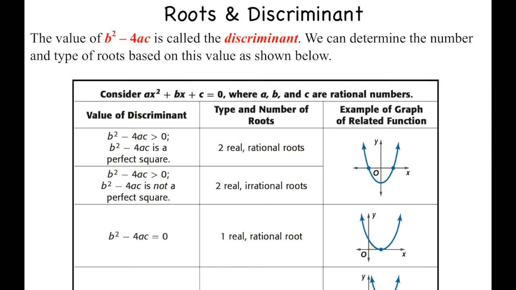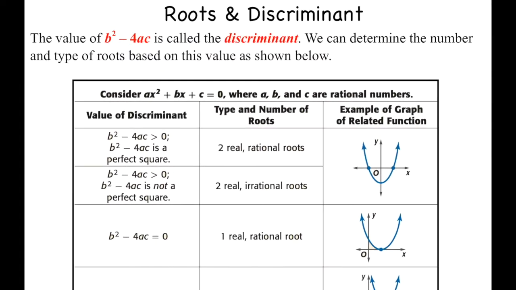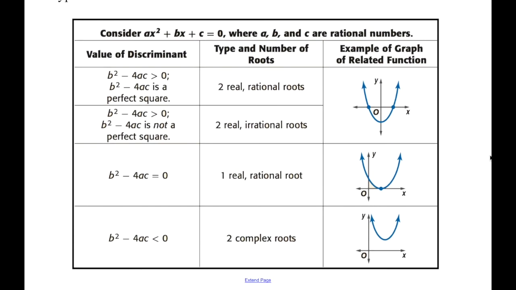So roots and the discriminant. What is a discriminant? Well, the discriminant is the thing under the radical before you take the square root, the b squared minus 4ac. That little piece of the quadratic formula is called the discriminant, and it helps us to figure out what kinds of solutions, the number, and what type of solutions we have. So I've included a table for you here that explains how you can use b squared minus 4ac to tell you what kind of solutions you're going to get.